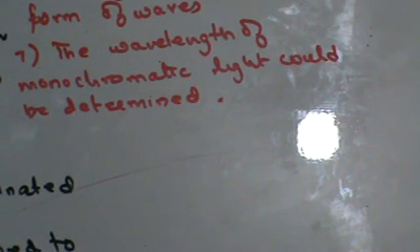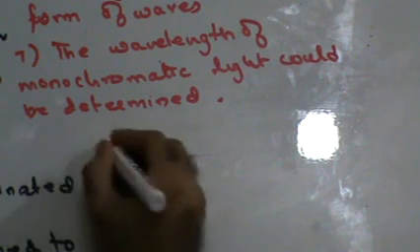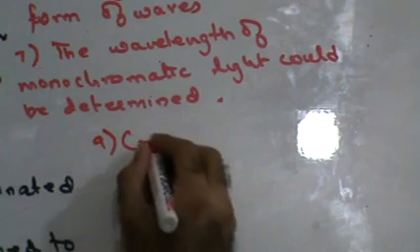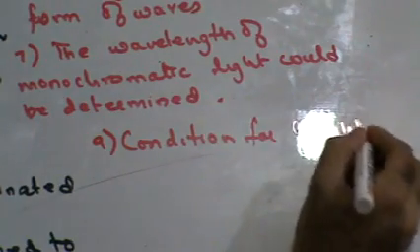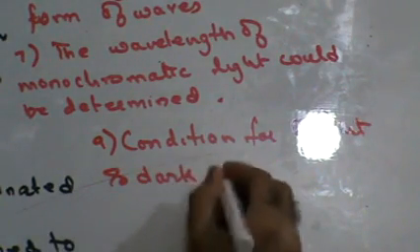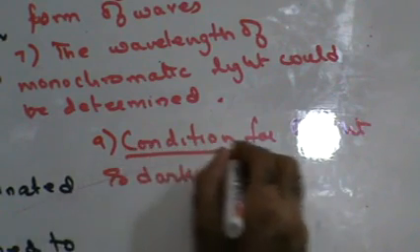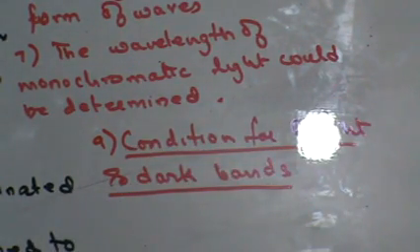Next, let us see the conditions for bright and dark bands. Right? Now, if two beams of light are propagated through the medium, they will simultaneously arrive at a point and they will interfere with each other. Now, if two such beams of light are in phase, then there will be constructive interference resulting at a bright point in the medium. Right?